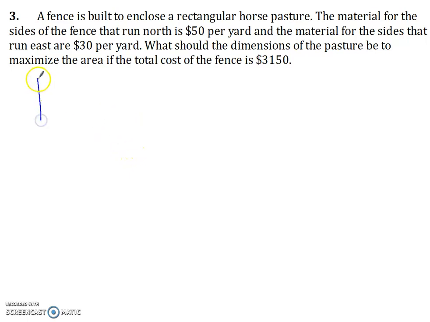The picture usually helps me with the equation for the perimeter, especially when it's not just a rectangle. So I'm going to call these sides y, these x. I just like y for vertical, x for horizontal. Then I'm going to look at what they're asking me to maximize so that I can write my derivative equation. So, what should the dimensions of the pasture be to maximize the area?